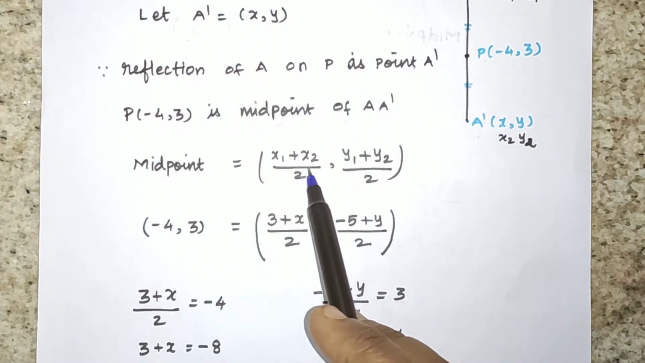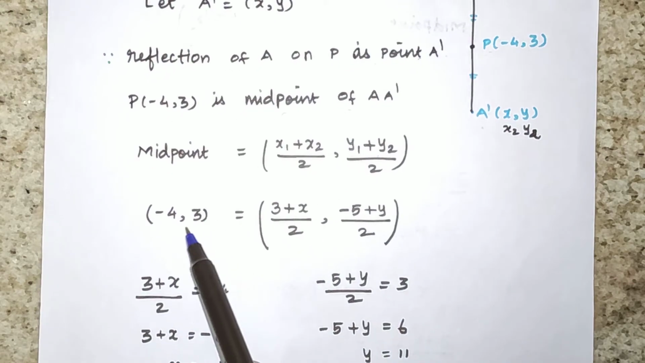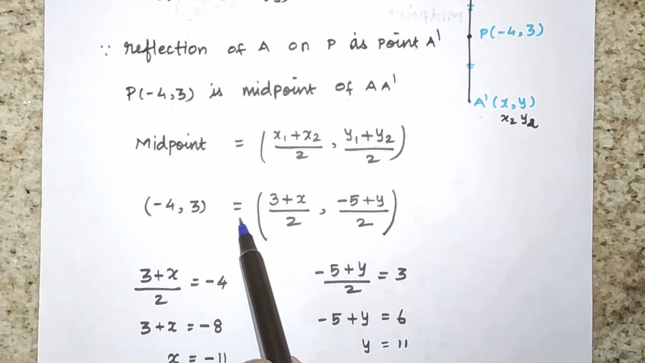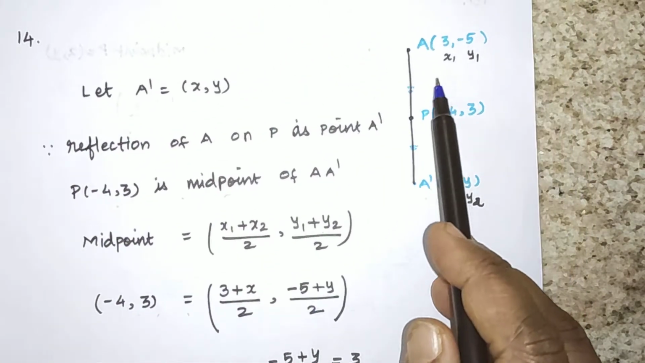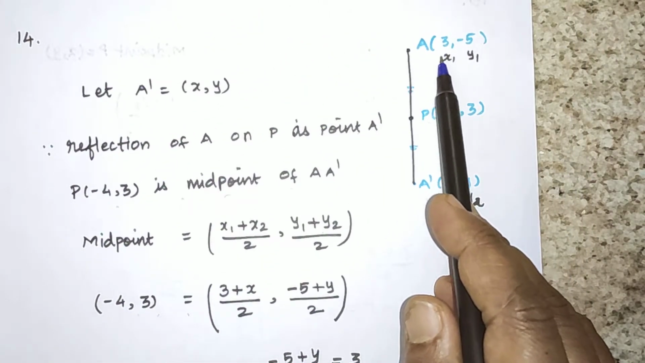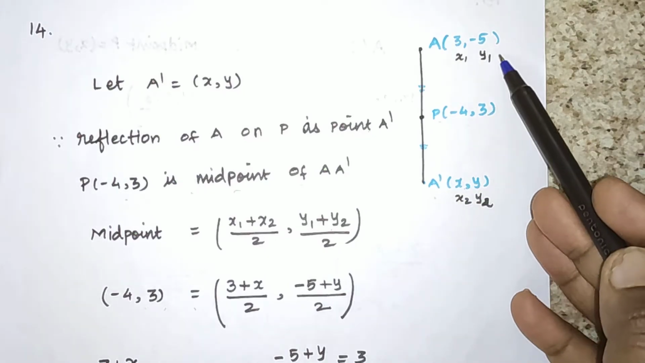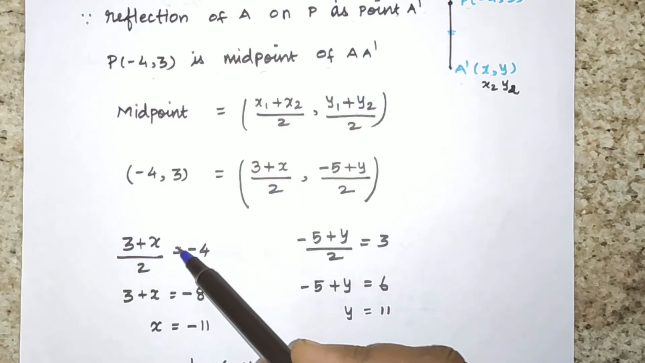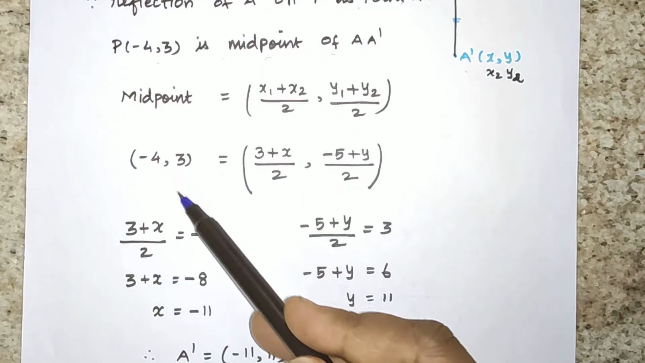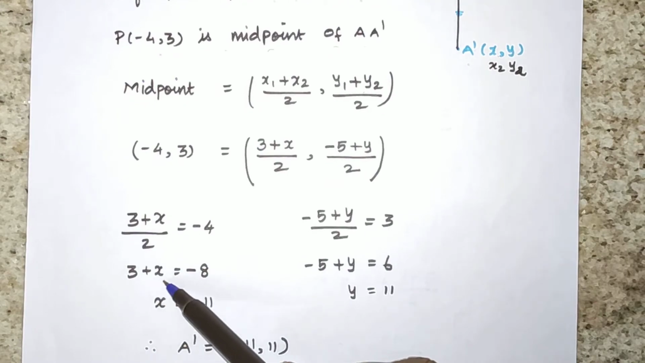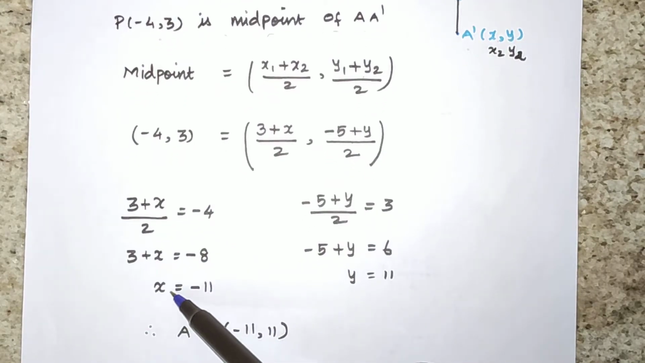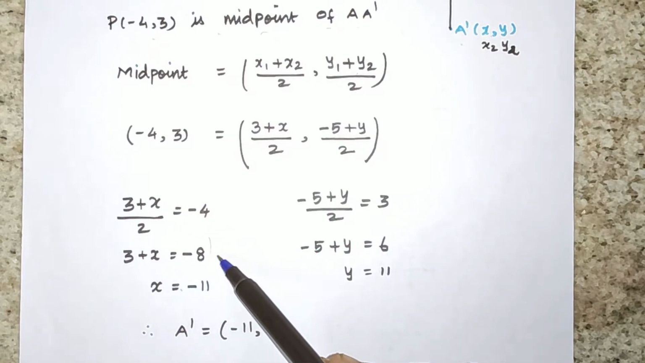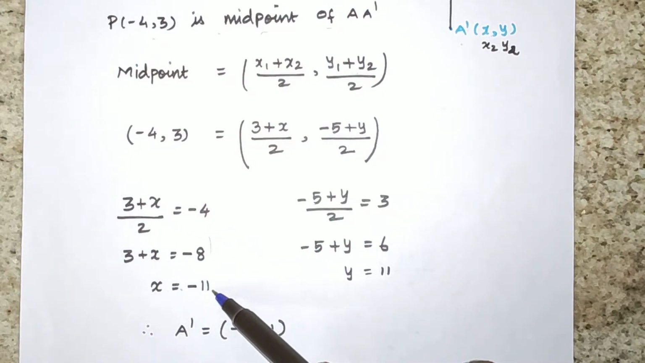Midpoint formula: (x1 plus x2)/2 comma (y1 plus y2)/2. In place of midpoint you substitute minus 4 comma 3. Here the x coordinate is 3, x1. So (3 plus x)/2 comma (minus 5 plus y)/2. Then equating the coordinates separately, (3 plus x)/2 equal to minus 4. You cross multiply this, so 3 plus x is equal to minus 8. So x is equal to minus 8, and the plus 3 comes to this side as minus 3. So minus 8 minus 3 means minus 11.